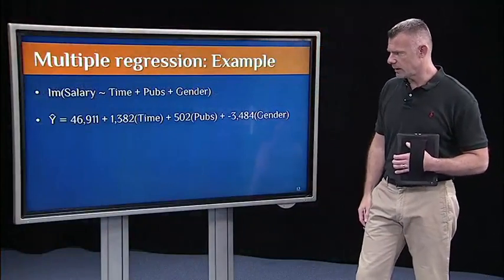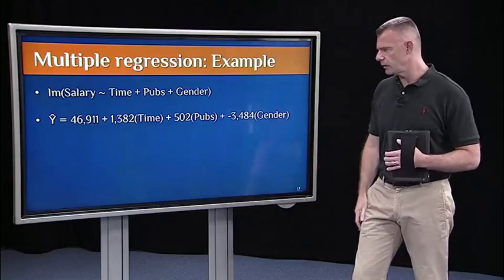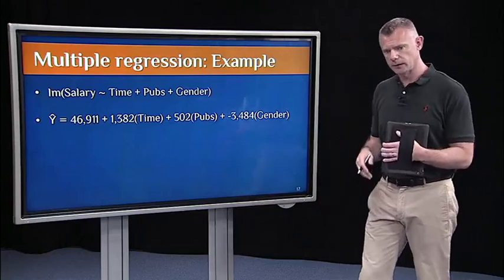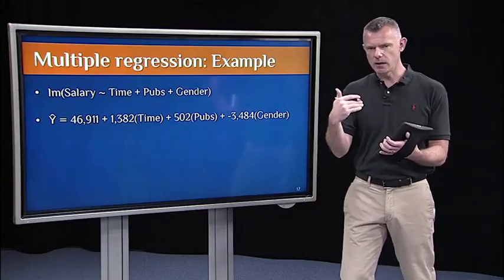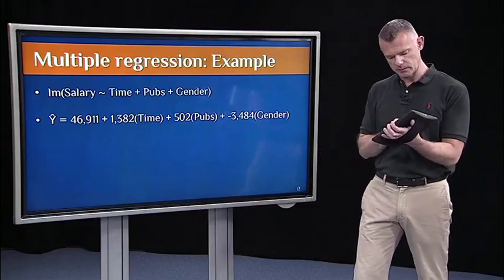So I get 46,911 plus, and those are the slopes relating each individual predictor to the outcome measure salary. But let's really think about what these numbers mean, and I'm going to ask some questions to get you to think about this.